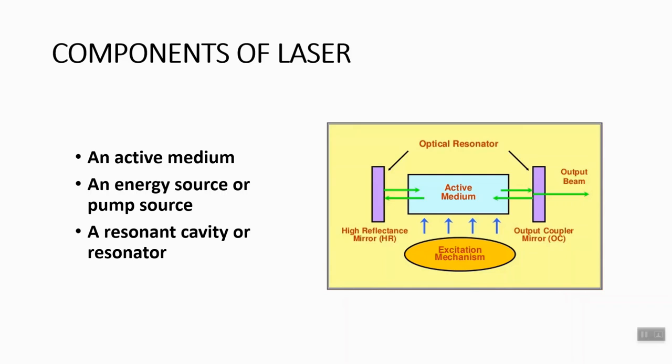In a chemical laser, the energy required to pump a laser comes from a chemical reaction. In direct conversion, electrical energy is converted into radiation, which occurs in LEDs and in semiconductor lasers.